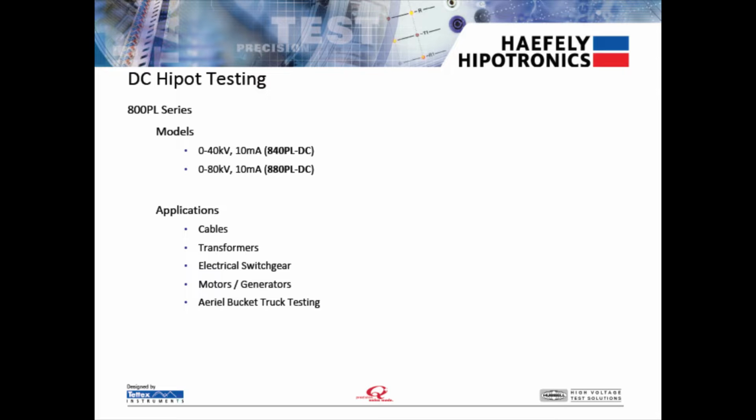For DC hipot testing of transformer bushings, you can use our 800 PL DC digital hipot series. This hipot tests cables, transformers, electrical switchgear, motors, generators, and aerial bucket trucks up to 80 kV.